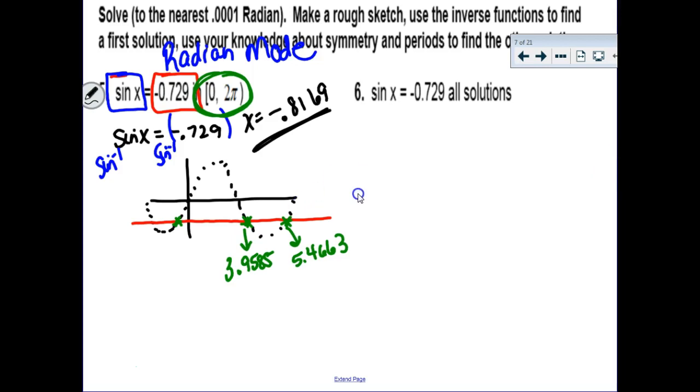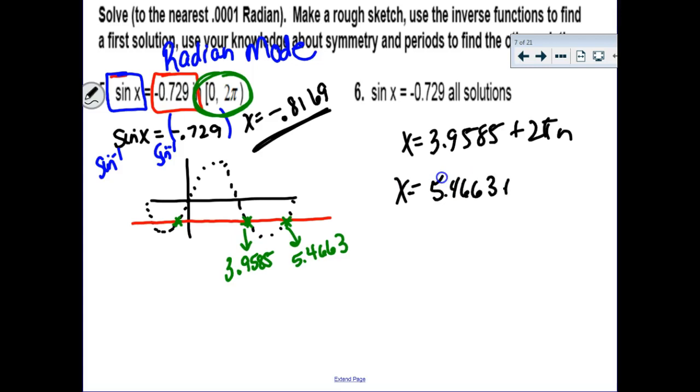If this was on a test, here's what I would expect you to do. For all solutions, all I need you to do is write 3.9585 plus 2 pi n, because this is sine, so it rotates every 2 pi n. And then 5.4663 plus 2 pi n. If this was a test, that's all I would expect you to do.